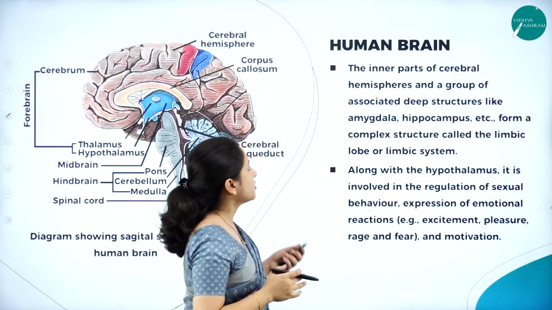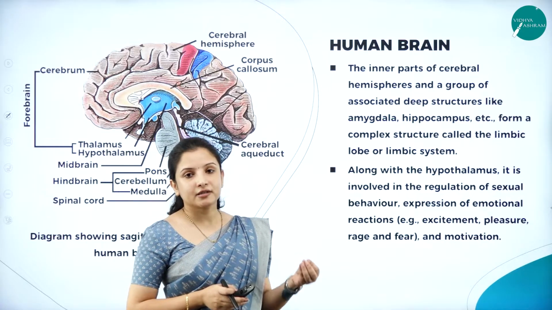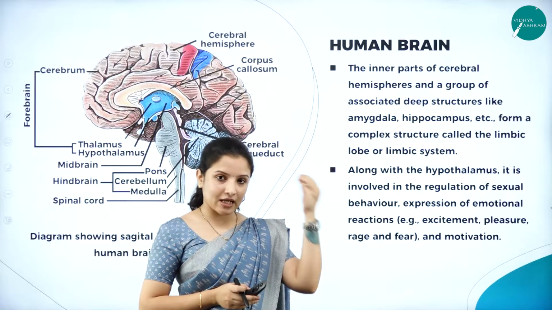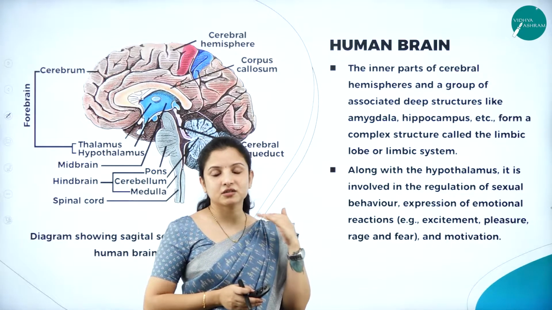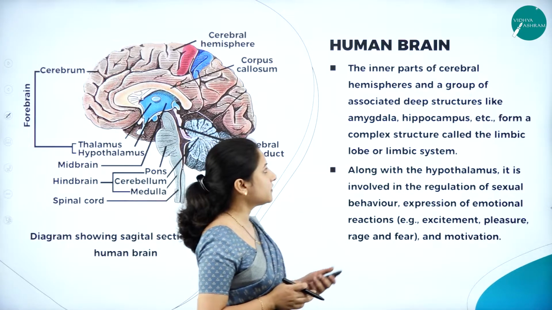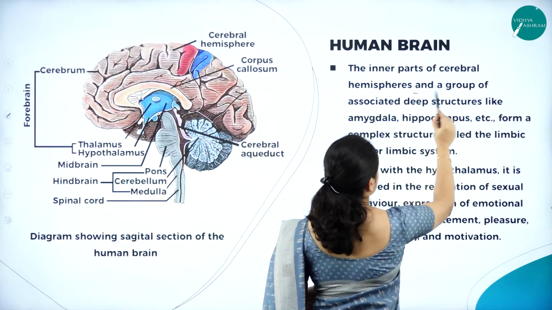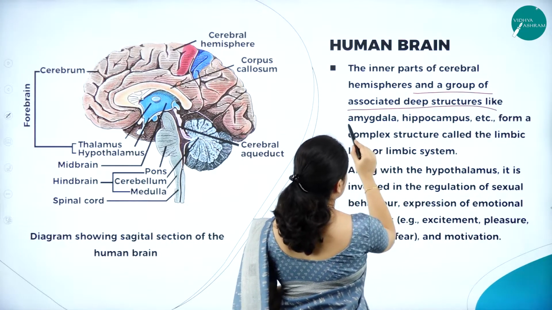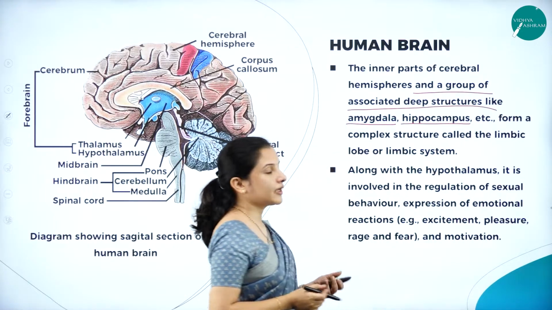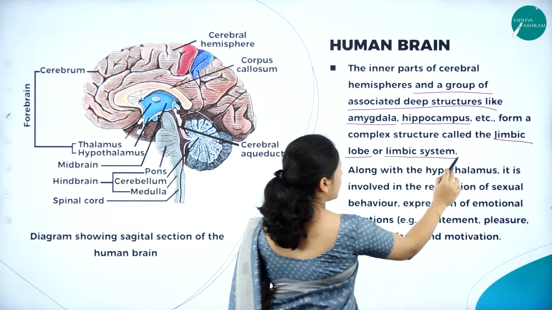Next, moving further, we shall study the inner parts of the cerebral hemisphere. So we understood that the cerebral hemisphere is called the gray matter. Inner to the cerebral hemisphere is the white matter. Now, what are the inner parts of the cerebral hemisphere? We shall look into that. The inner parts of the cerebral hemisphere and a group of associated structures like the amygdala, the hippocampus, etc. form a complex structure called the limbic lobe or the limbic system.